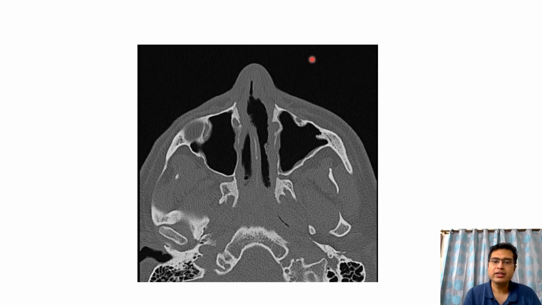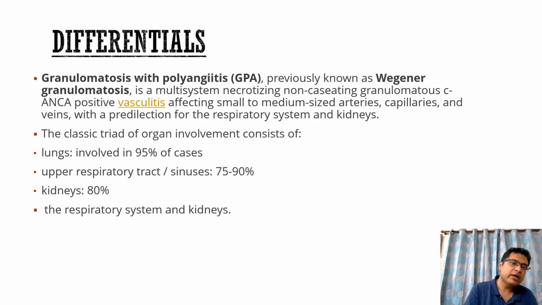Another important thing that should be considered in the differentials, though this is not the picture for this patient: if on a PNS CT scan we find a perforated nasal septum as well in this particular patient, this differential is also very important. You have to suspect Wegener's granulomatosis, or granulomatosis with polyangiitis, which is a multi-system necrotizing non-caseating vasculitis that affects small to medium-sized arteries, capillaries, and veins with a predilection for the respiratory system and kidneys.